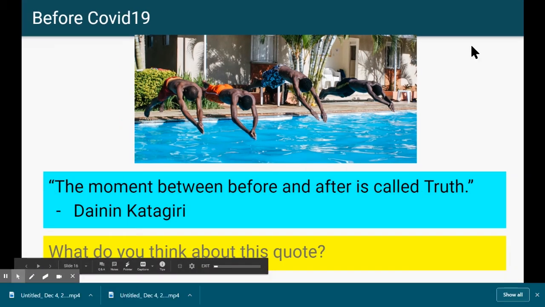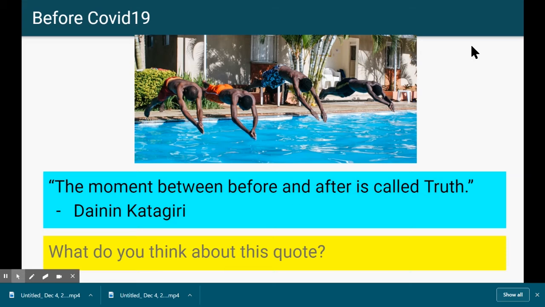All right, and just as a heads up this week, this is one of the questions that's in your quiz, and it says the moment between, before, and after is called truth. What do you think about this quote? Do you agree? Do you disagree? What does it mean? When is the moment right between before and after? Could you draw a picture of it? What would it look like?